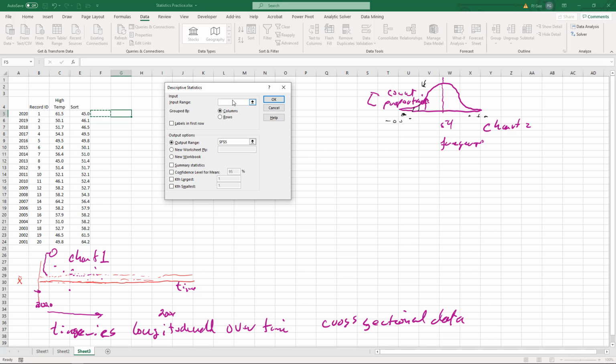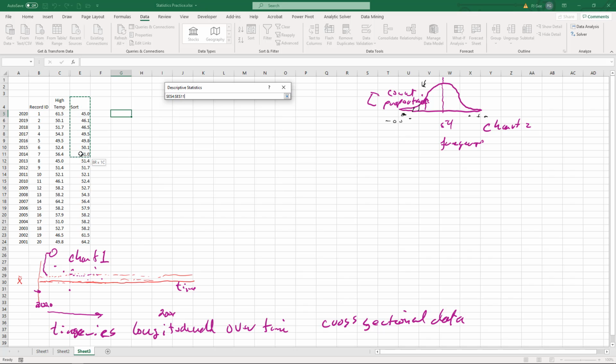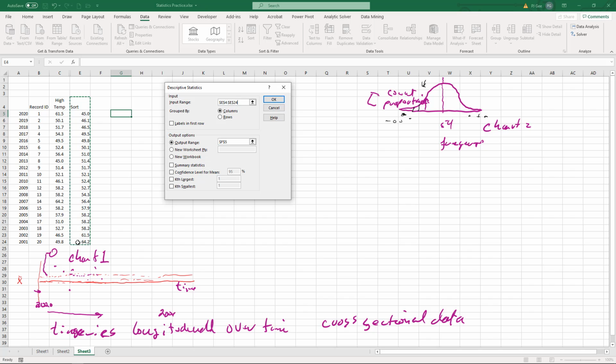Okay, the input range, what are we going to use for the input range? We always have to check these formulas whether they want to use a header or not. Okay, so we're going to tell it that it has a label in the first row. Okay, so we've got that, grouped by columns. Output range is set, summary statistics is good, and if you want to look at some further things, you can click on confidence level for mean, kth largest, kth smallest, that's percentiles. We're not going to worry about that for this, okay?